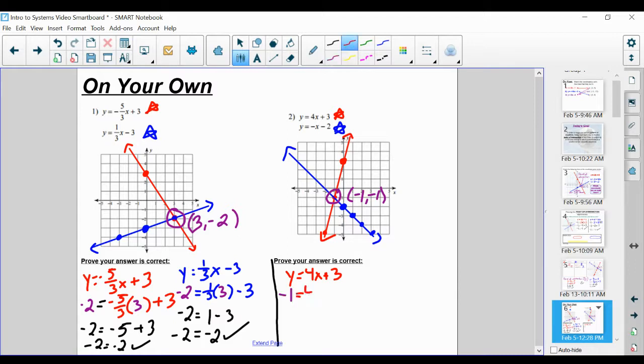-1 is equal to 4 times -1 plus 3. -1 is equal to 4 times -1, which is -4, plus 3. And -4 plus 3 is indeed -1. Now let's go over to our second equation.